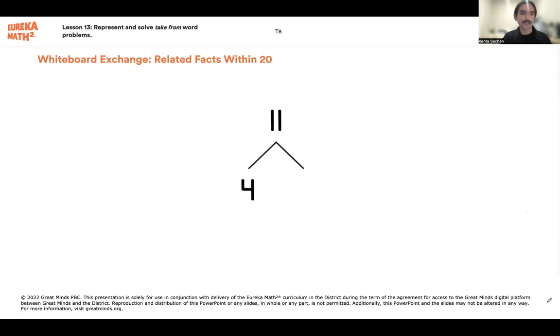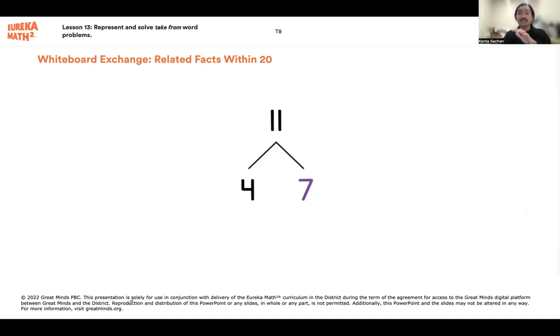Here's another way I can think about this. I can start at 11 and count backwards 4 times. It's a little bit harder, but you can do this too. I'm going to start at 11 and count backwards: 10, 9, 8, 7. Count back 4 times. And then I stopped at 7. So 11 minus 4 is equal to 7.